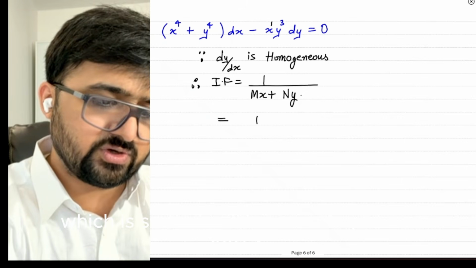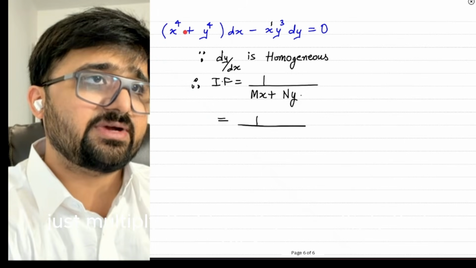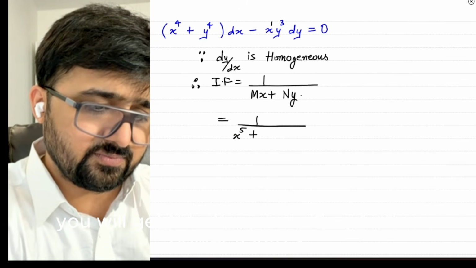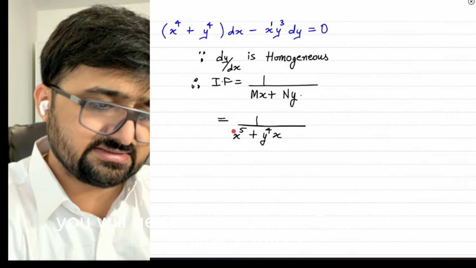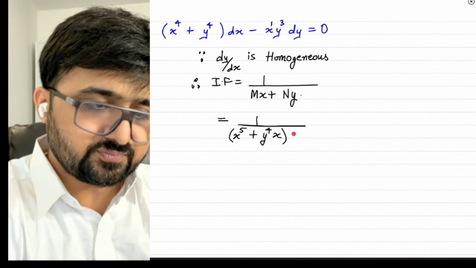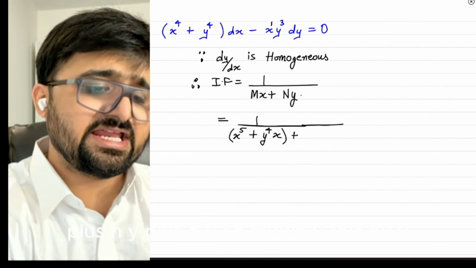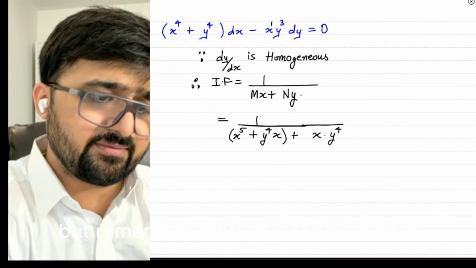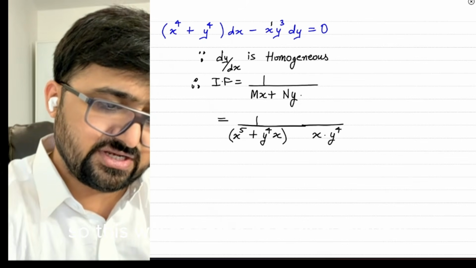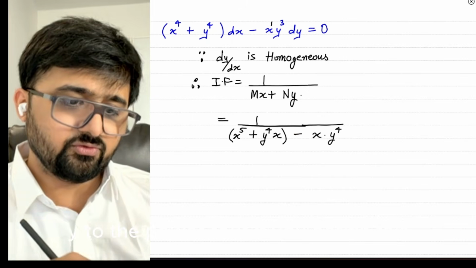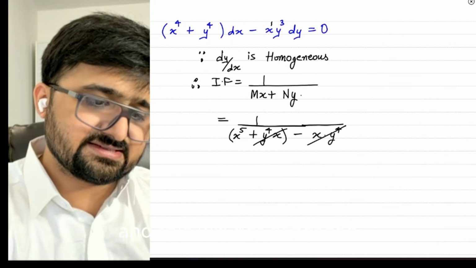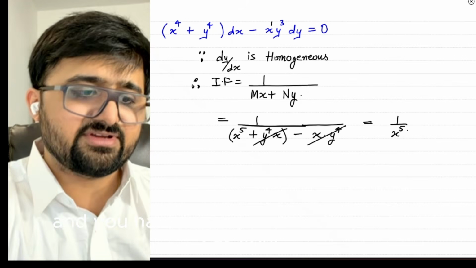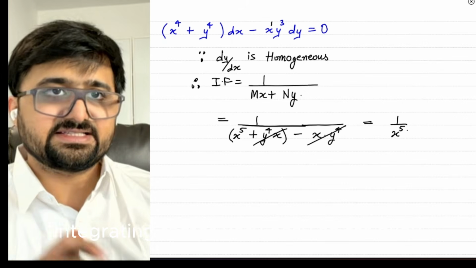So that will become 1 upon m into x. Just multiply that by x. If you multiply that by x, you will get x to the power 5 plus y to the power 4 into x, plus ny, so multiply this by y. So you get x into y to the power 4. But remember, there is a negative here, so this will become negative minus xy to the power 4. If you notice, this and this will get cancelled. And you have 1 upon x to the power 5 as your integrating factor. Very easy so far.